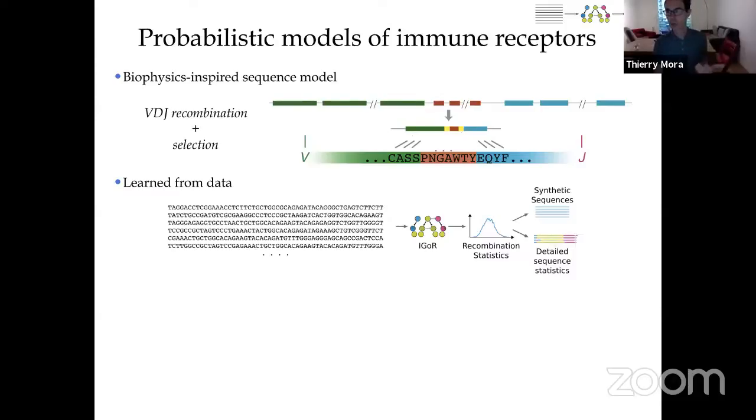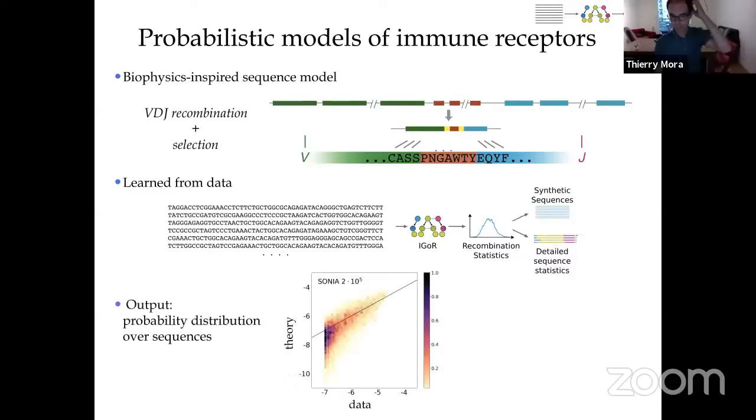And what comes out of this modeling is purely, you train the model directly on the data, and what comes out is a predicted probability distribution over all possible sequences of these receptors. And so you can actually check that the model works well in predicting the frequency.